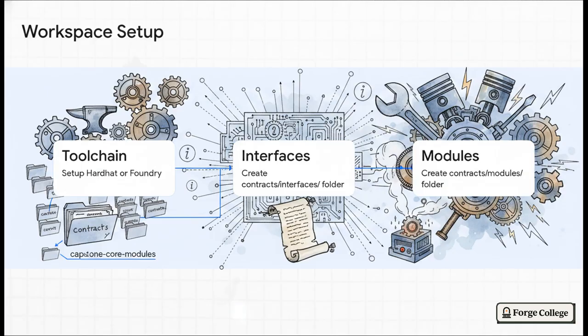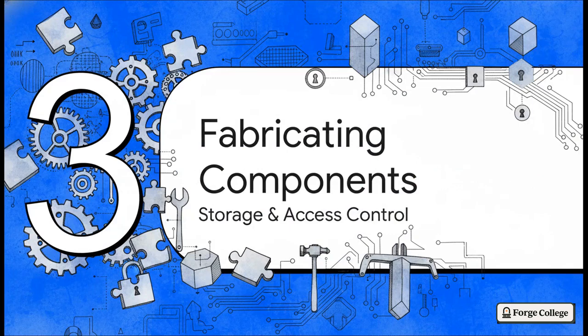I literally cannot stress this enough. A tidy workspace prevents the compiler machine from throwing sparks later. Our testing tools need to know exactly where to find the blueprints, the interfaces, and exactly where to find the heavy machinery, the modules. All right, Section 3, fabricating the core components, machining storage, and access control.